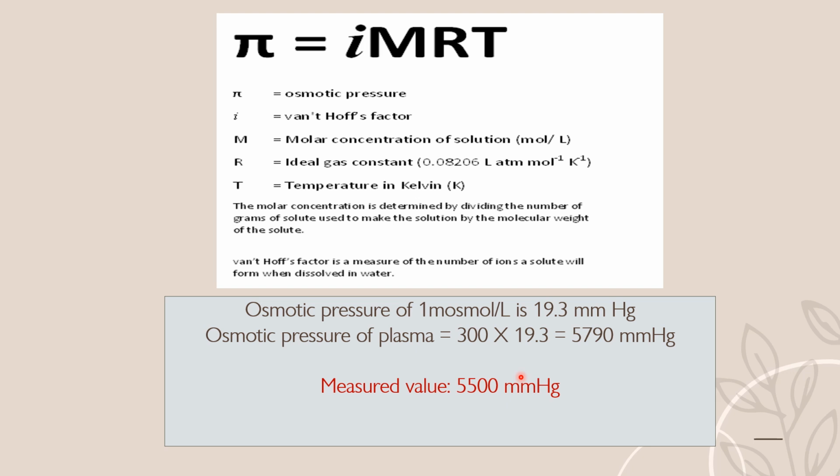Why does this difference happen? Because many of the ions in the body fluid, such as sodium ion and chloride ion, are highly attracted to one another, so they cannot move entirely unrestrained in the fluid and create their full osmotic pressure potential. That is the reason there is a gap between the calculated value of osmotic pressure and the measured value of osmotic pressure.